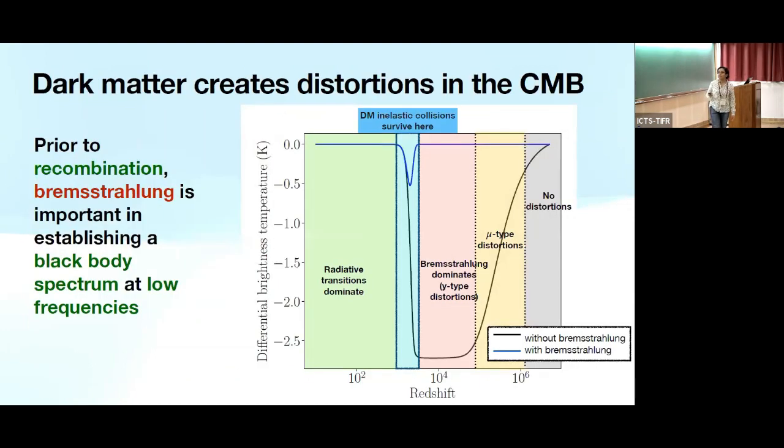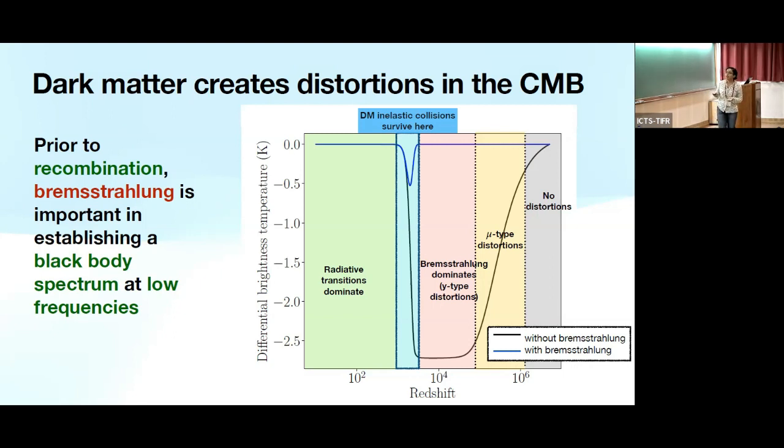But we also have baryons. And these are very important in establishing the black body spectrum of the CMB. I think this was talked about by Mayuri. So at different epochs, different processes dominate. We have Bremsstrahlung and double Compton scattering, which are photon number changing processes, and we have Compton scattering. So these are important in establishing the black body spectrum.